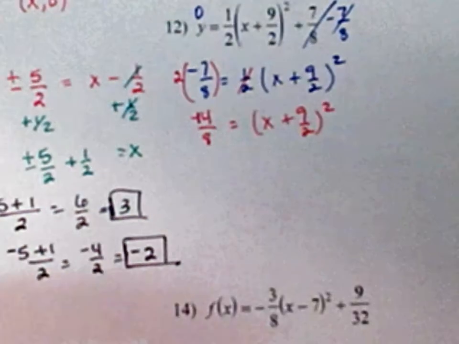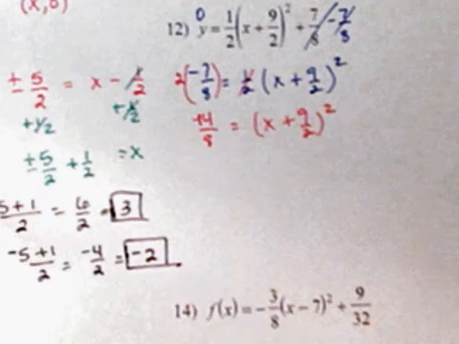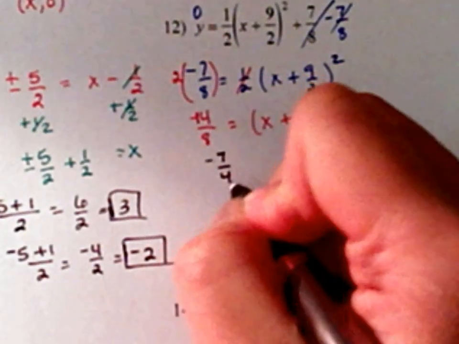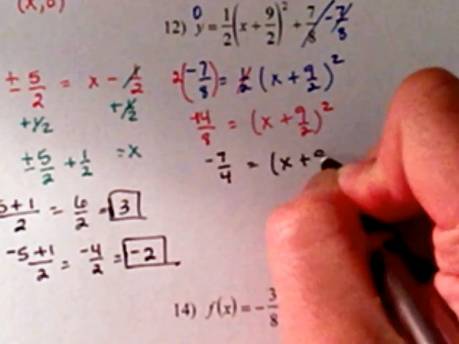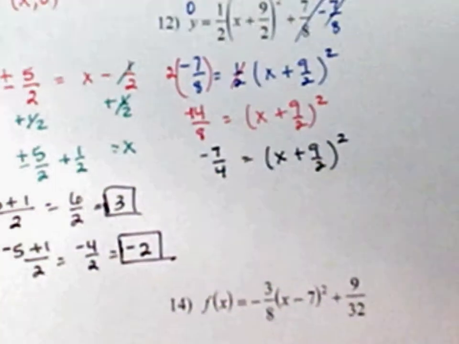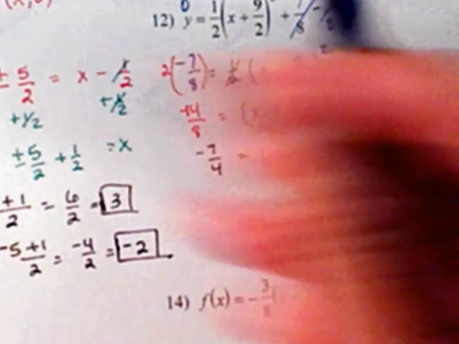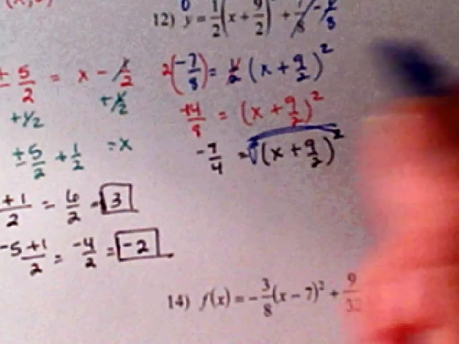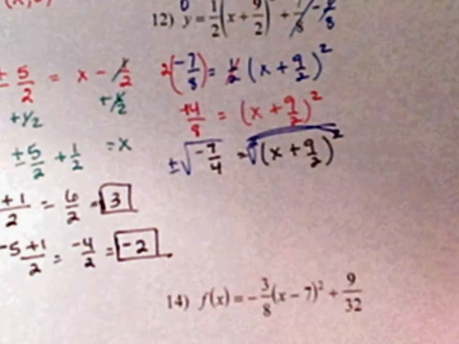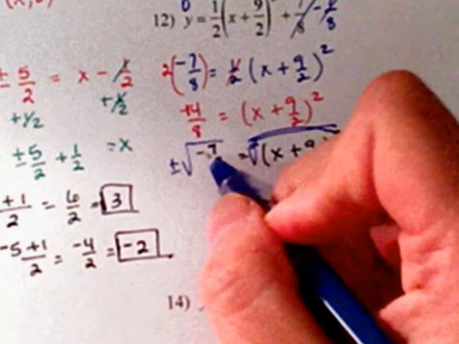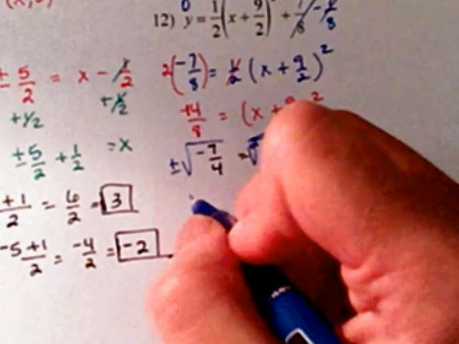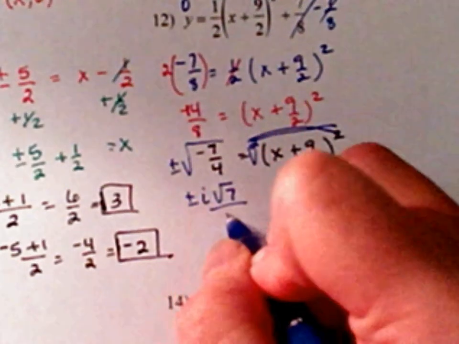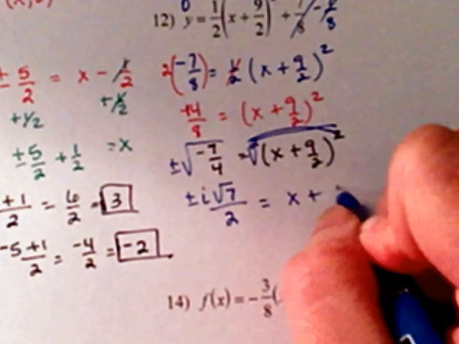Let's go ahead and simplify this first. What is negative 14 over 8 the same as? Negative 7 over 4, which is equal to (x plus 9 over 2) squared. How do you get rid of a square? You take a square root. And when you do, you always have a plus or a minus. Now notice this is a negative. I'm going to bring that out as an i. So plus or minus i times the square root of 7 over the square root of 4, which is 2, equals x plus 9 over 2.